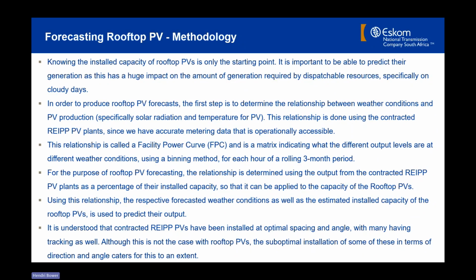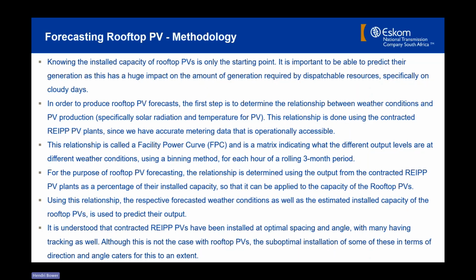So in order to do this, I first went and I looked at what is the relationship between your weather conditions and your PV production. Now, when we're looking at PV, this is specifically talking about your solar radiation and your temperature. So I used the current contracted renewable IPP PV plants in order to determine what is this relationship, because we've got accurate metering and, like I mentioned before, we've got full visibility on these plants.